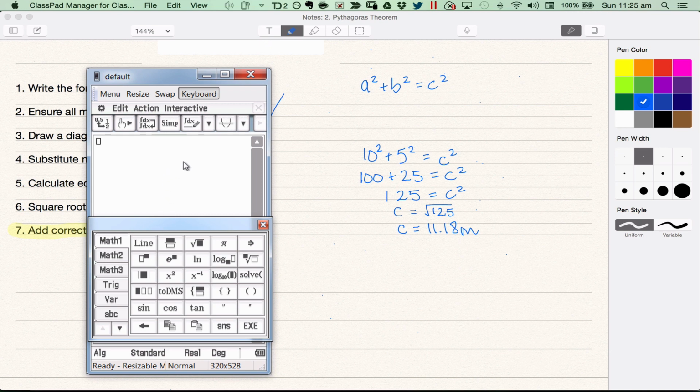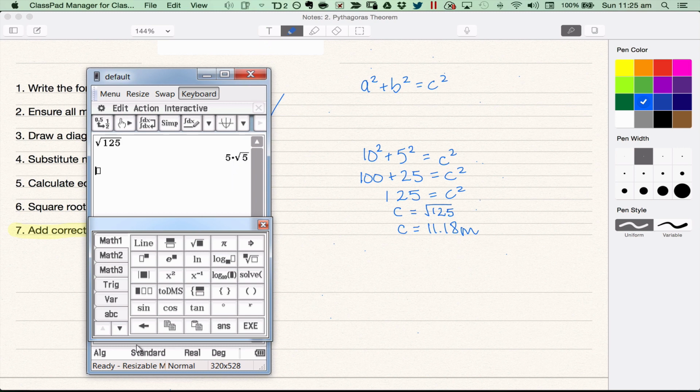Okay, let's take a look at how to do that on the calculator. So we've got square root of 125. We need to pull up the keyboard and press the square root button, which is up here. Type in 125, press EXE, and I've got this weird, it's called a surd because it's got a square root in the answer.